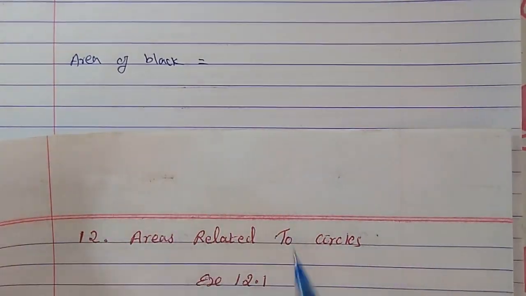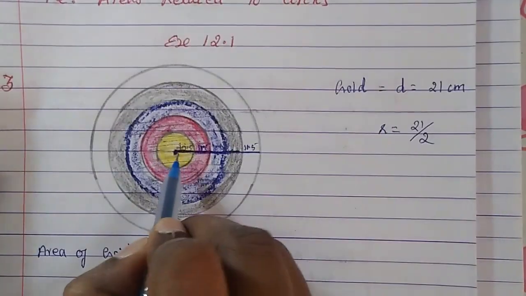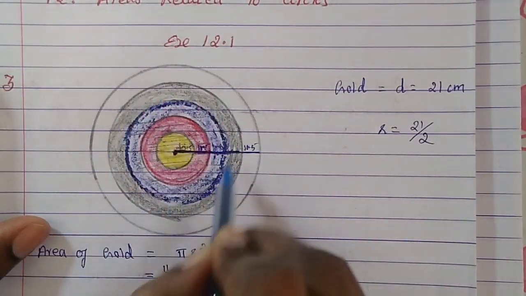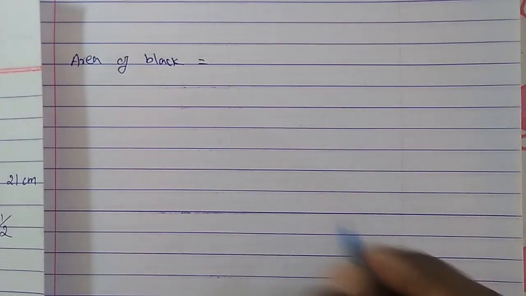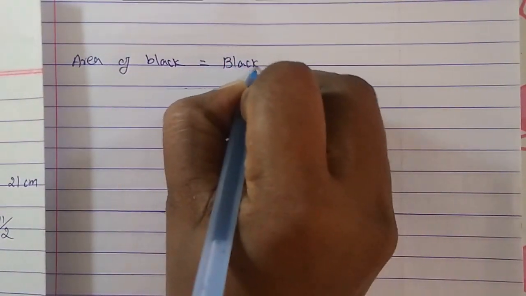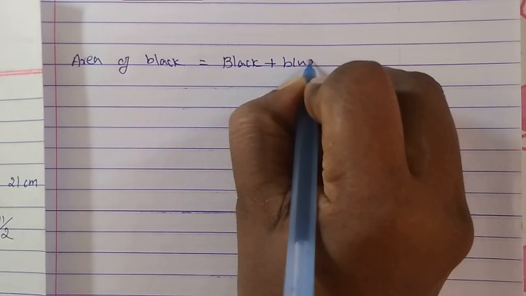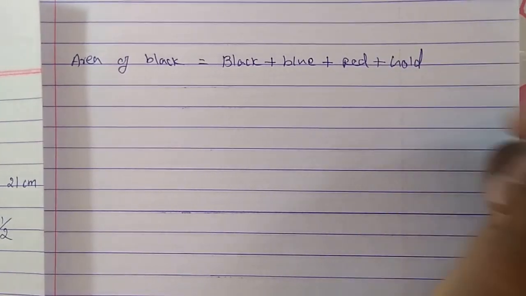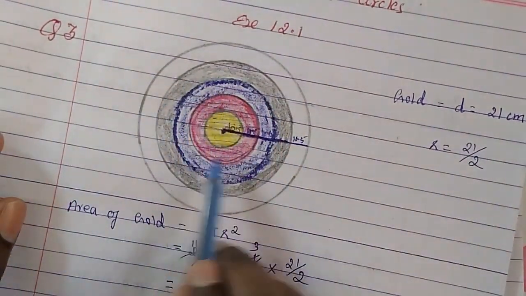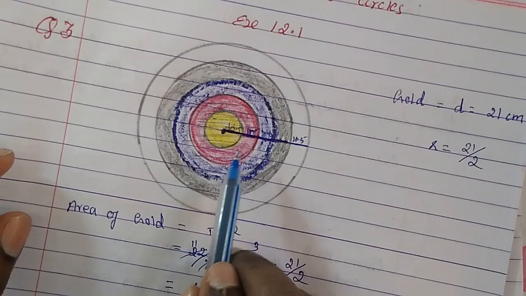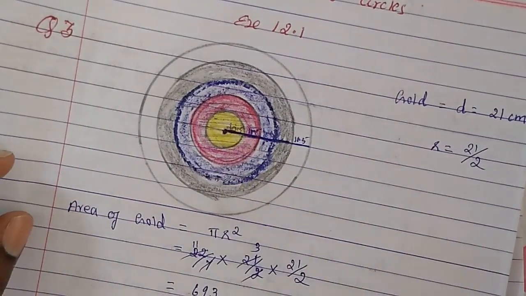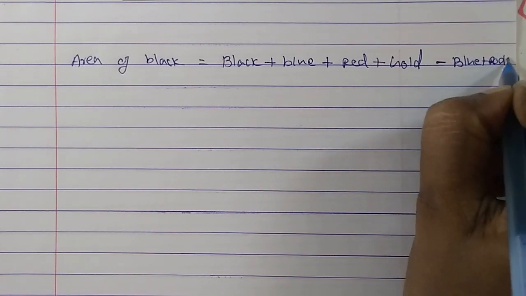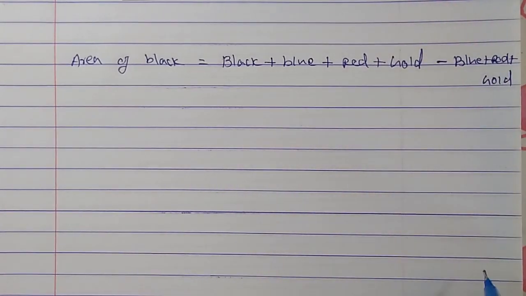So for area of black band, we have to count gold, red, blue, black together because we have to find the area of this whole circle. Okay. So you have black plus blue plus red plus gold. Okay. So together you have area of circle. From there, these 3 we will minus. Okay. So blue plus red plus gold we have to minus.